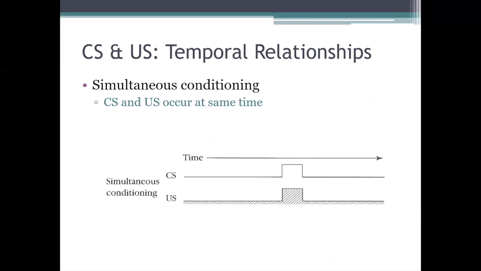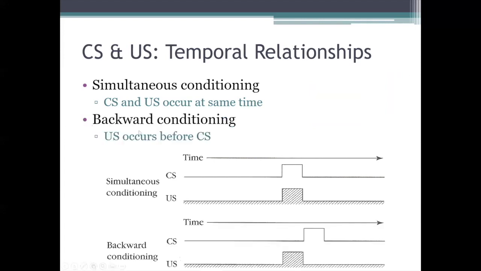So to stick with our example of a light as the CS and a shock as the US, simultaneous conditioning would look something like this. So that's called simultaneous conditioning. And in what we call backward conditioning, the US actually occurs before the CS, like this. So in backward conditioning, the shock would actually occur first, and then the light, the CS, would occur.